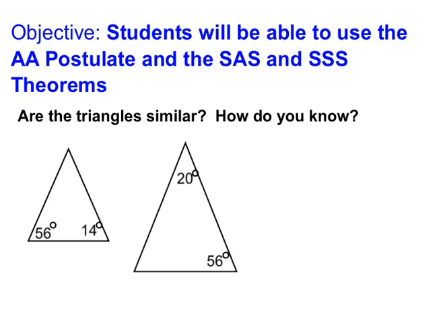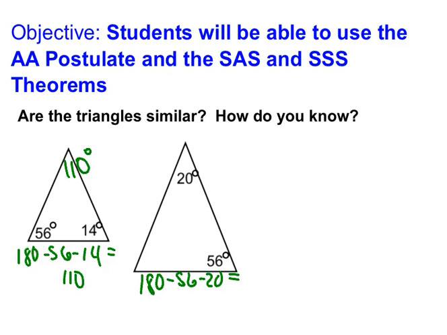What we want to do is actually just check these angles to start with. Each of these triangles has two angles, so we can use the fact that all the angles of a triangle should add to 180 to find the third angle. So we take 180 minus 56 minus 14, and we get 110. So that top angle is 110 degrees. Do the same thing on the next one: 180 minus 56 minus 20, and we get that angle to be 104 degrees.